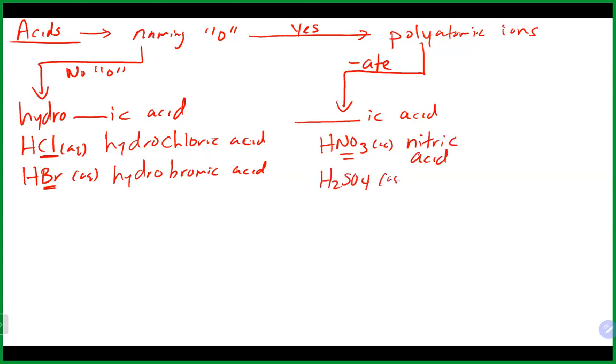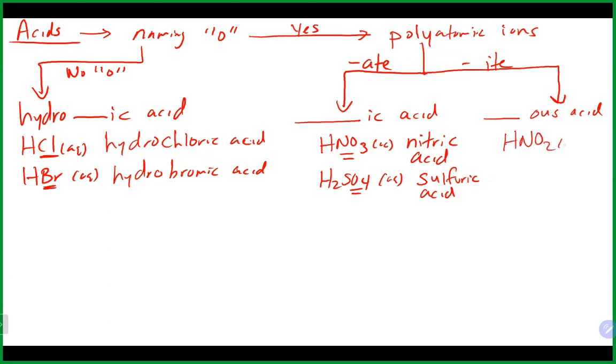H2SO4. SO4 is SO4 2-, which is sulfate. This is sulfuric acid. Now, if your polyatomic ion is ending in ite, and it does again contain oxygen, it will be something OUS acid, like HNO2, for example. NO2 is NO2-, which is nitrite, ITE. This would then be nitrous acid.